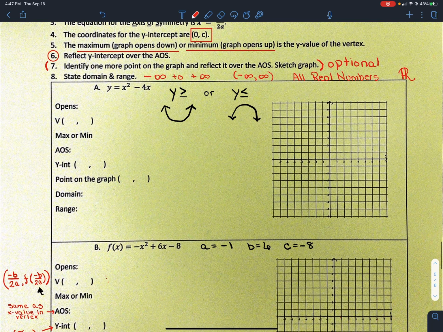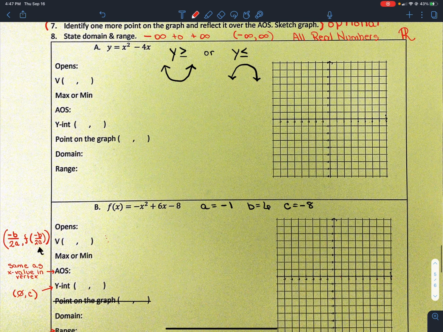What I really want to hit on though is number 8. This is stating the domain and range. There's a lot of different ways to write the domain, and we talked about the domain is from negative infinity to positive infinity, as long as the parabola has arrows on both ends and there is no breaks in the parabola. Okay, or no breaks in the graph. All right, so you can write negative infinity to positive infinity, all real numbers, or our newest symbol that we came up with that looks like an R with 2 lines in front of it.